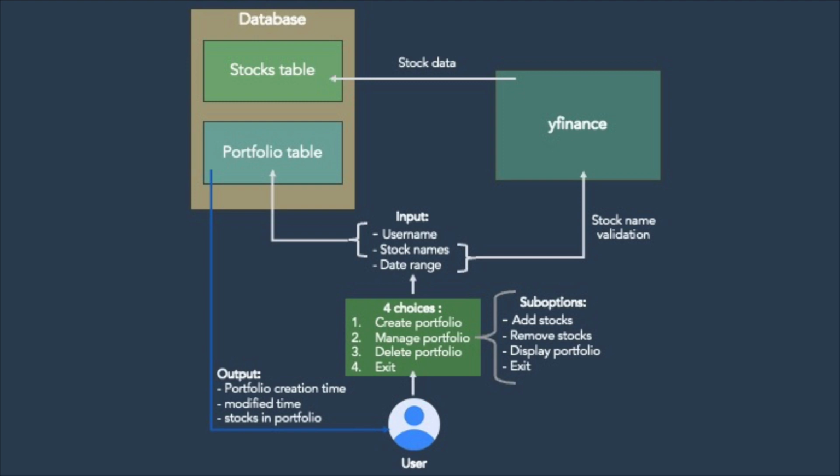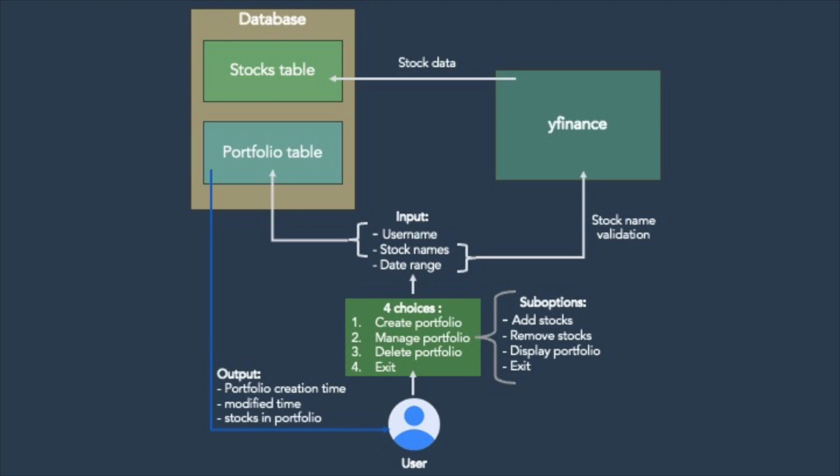on how users interact with our program and when the data will be acquired and stored in the database. This diagram shows how our program works. Overall, users will be given choices, and depending on what choice they choose, they will be asked for inputs, which are username, stock names, and date range.